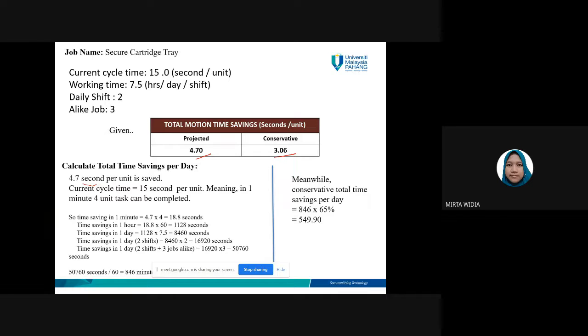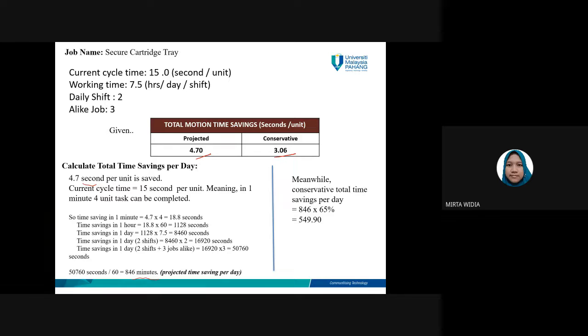Ya. So 16,920 times 3 ada sebanyak 50,760 second per, 50,760 second yang boleh kita save the time per hari. Okay, so kita boleh save about 846 minit per day kalau kita buat the ergonomic improvement, the job improvement. Kita boleh jimat masa dalam 846 minit.